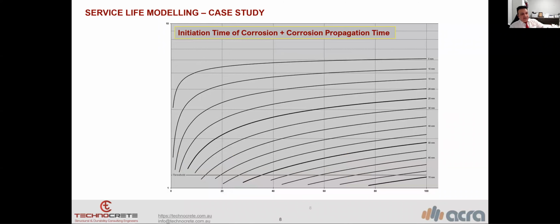And if we consider the service life as the initiation time plus corrosion propagation time, then we will have this. This is the corrosion current density. The graph shows the corrosion current density. Then with 25 millimeters, with that specific concrete, the cover will crack after 8 years, and with the 50 after 35 years, and with the 75 after 103 years.